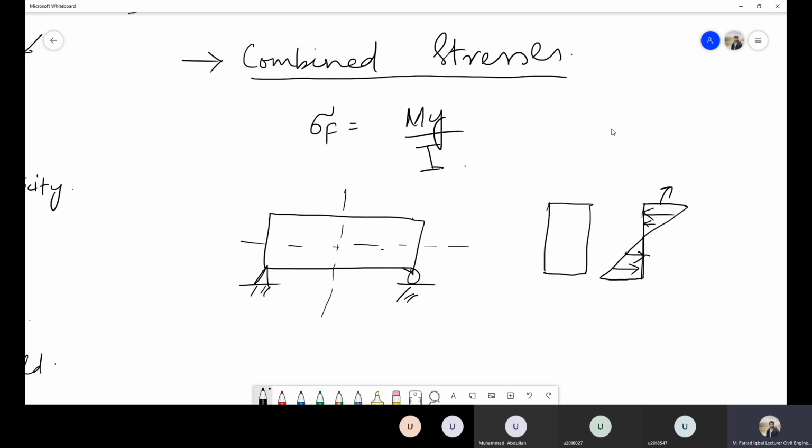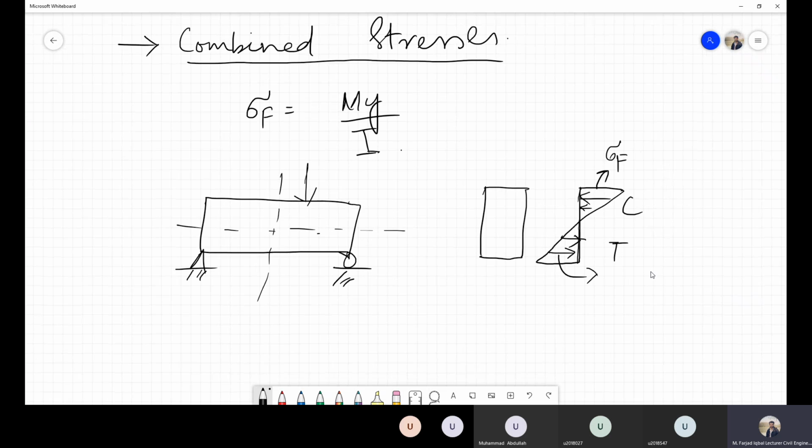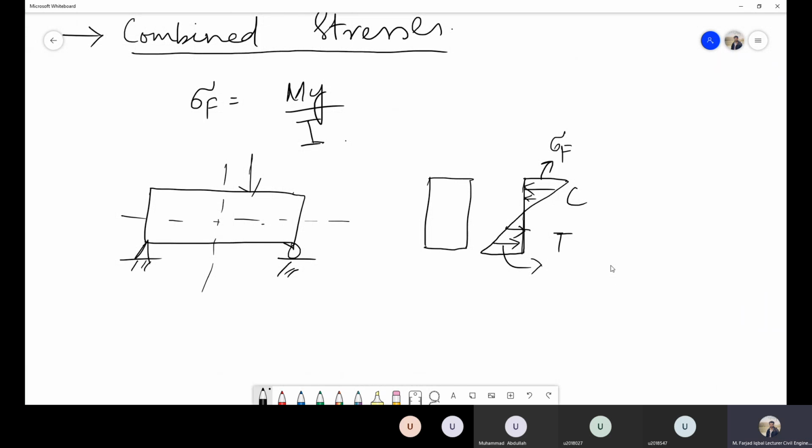In this case, I have plotted compressive on top and tensile at bottom, but it again depends on the type of loading or the direction of moment, so you don't have to worry about it at this stage. This is just to show you. So at top we have the compression stress, at bottom we have the tensile stress. And if I represent the force on this element, the force is normal to this cross section of the beam element.